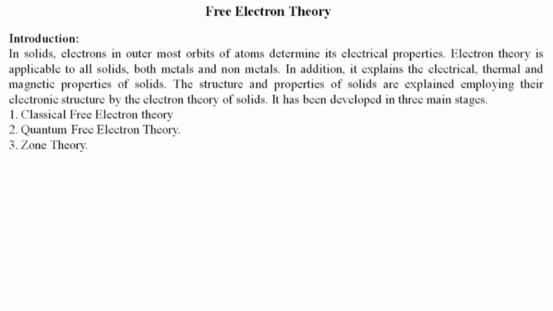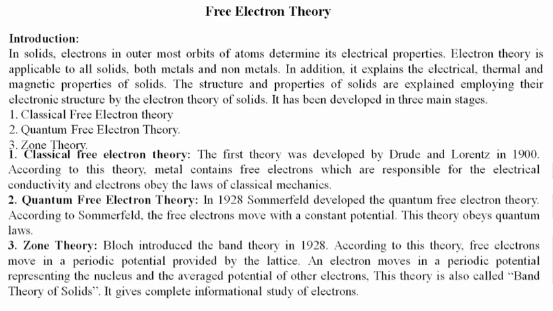So in solids, electrons in the outermost orbits of atoms determine its electronic and electrical properties, and the electron theory is applicable to all solids, both metals and non-metals, and it can explain the electrical, thermal and magnetic properties of solids. So the structure and the properties of solids are explained employing their electronic structure by the free electron theory of solids. There are three main free electron theories. One is classical free electron theory, second is quantum free electron theory, and the third and last and advanced one is zone theory or band theory.